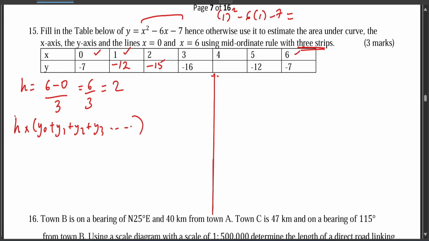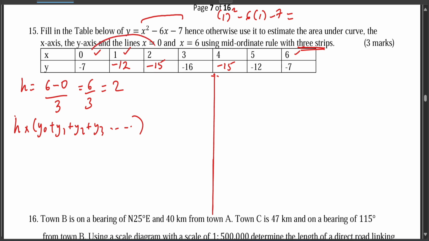Gives you negative 15 as well. And that's all. So already you will have got one mark from that. So 4 squared minus 6 times 4 minus 7 gives us here negative 15. So easy. So there you are told 3 strips.